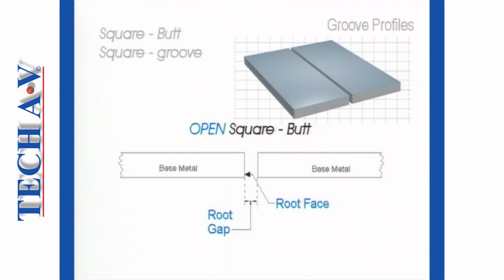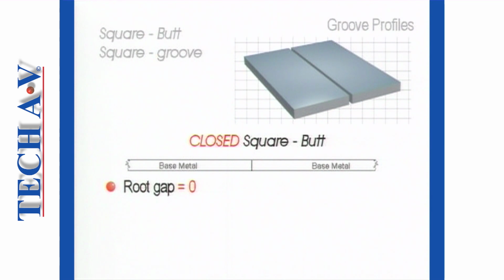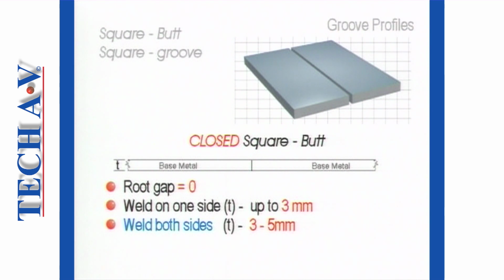An open square butt joint can be used to join metal over 6 millimeters in thickness, provided that welding is applied to both sides. With thinner metal, the square butt is often fitted up with no root gap and is termed a closed square butt. A closed square butt joint, welded on one side only, may be used with metal up to 3 millimeters thick. Thicker metal, up to 5 millimeters in thickness, must, however, be welded on both sides.